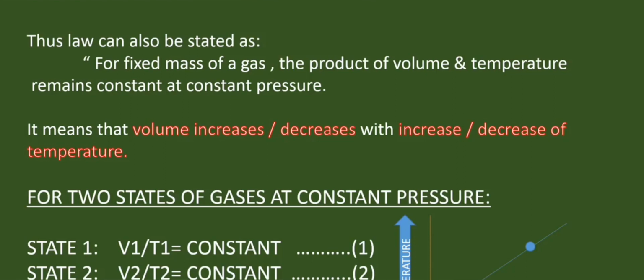If the pressure changes to P2, then the volume will also change to V2, such that the ratio remains the same. So we can write this as V2 by T2 is equal to K, where V2 is the change in the pressure, T2 is the change in the temperature, and the K is the constant pressure. Now comparing these two equations, we can write this as V1 by T1 is equal to V2 by T2.